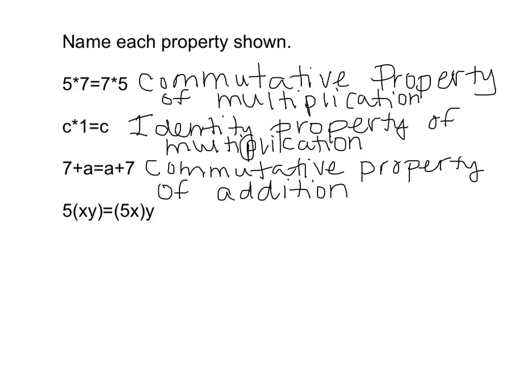Then the last one says 5 times the product of x and y equals 5x times y. So that one, if I look back in my notes, is the second one we talked about, where it doesn't matter where our grouping symbols are, as long as all of the operation signs are either adding or multiplying, and that is the associative property.